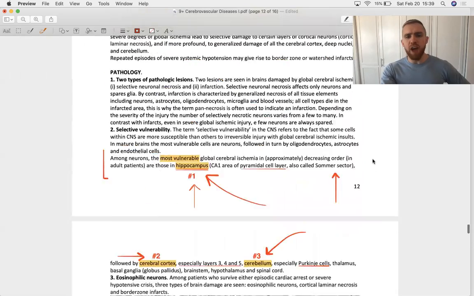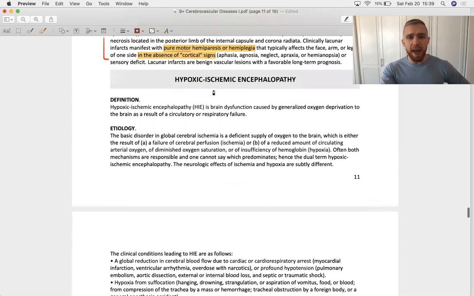So again, what are the settings in which you see HIE, hypoxic-ischemic encephalopathy? Well, acute MIs, heart failure is high up on the list there. Your heart stops beating, you stop pushing blood up the carotids to your brain. And that's going to cause a global cerebral ischemia.